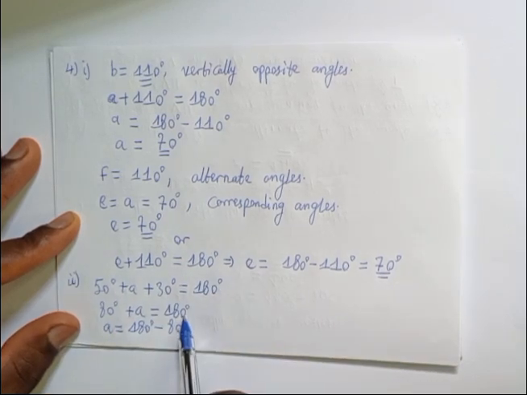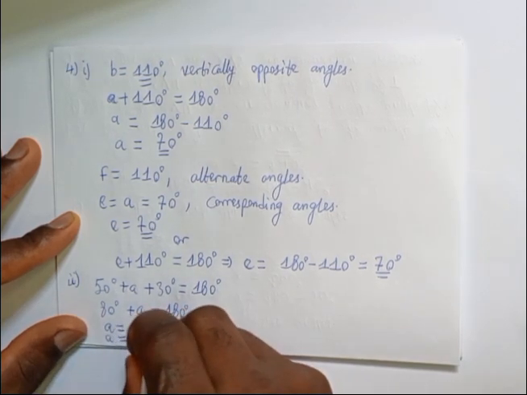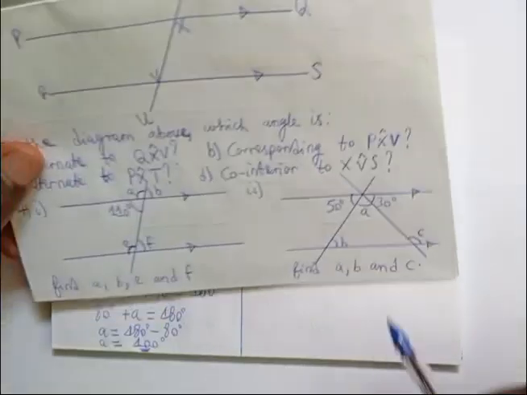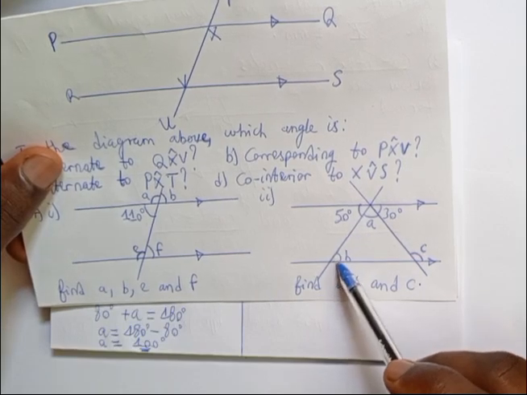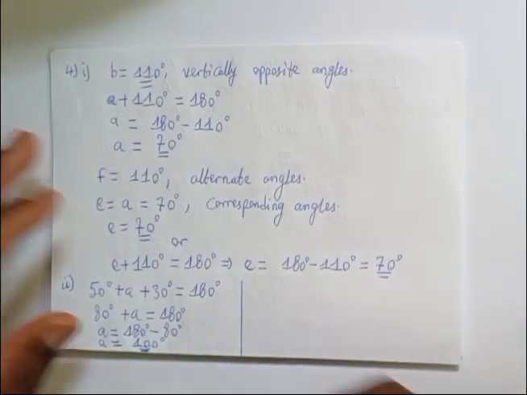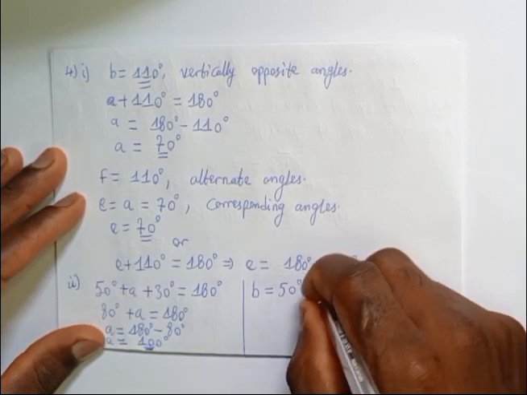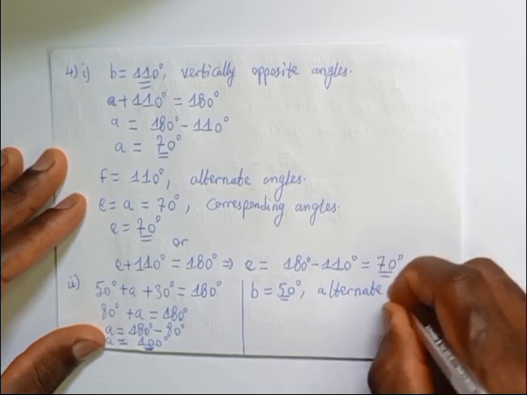When the 80 degrees crosses to the right, it becomes negative. The angle A will simply be equal to 100 degrees. Knowing the angle A, we can proceed now to find the angles B and C. The angle 50 degrees and the angle B, they are alternate angles. That means B is equal to 50 degrees, alternate angles.